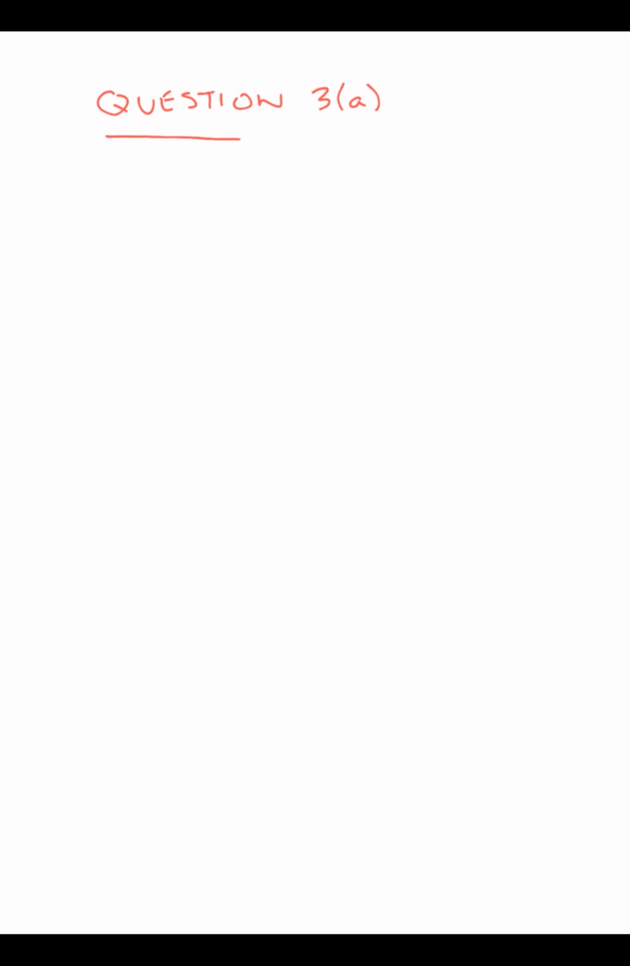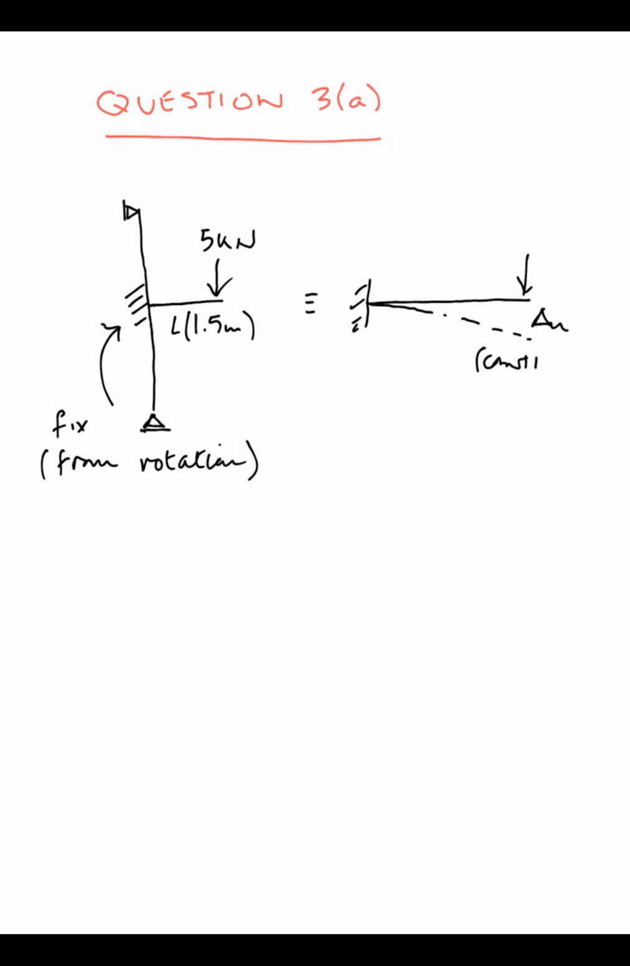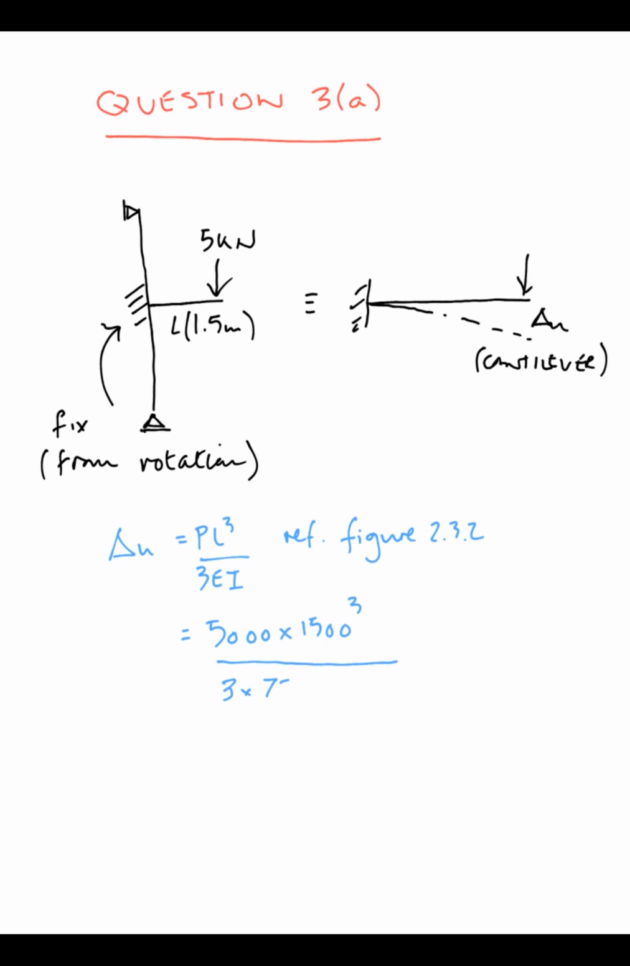Question 3a. What we're going to do is fix up the support for the beam as if the post isn't there. So we're going to look at it as a pure cantilever problem with 5 kilonewtons and a 1.5 meter cantilever. The deflection may be found from PL cubed over 3EI for the beam from figure 2.3.2. Putting in the numbers with consistent units, using the long-term modulus, which allows for creep, we come to a value of 7 millimeters deflection. This is purely from the flexure of the beam.